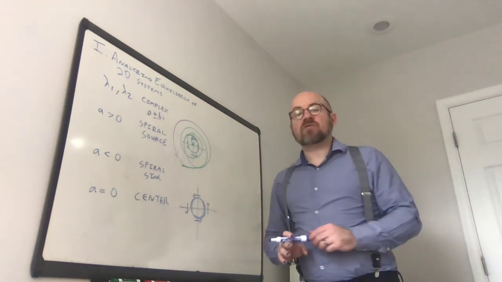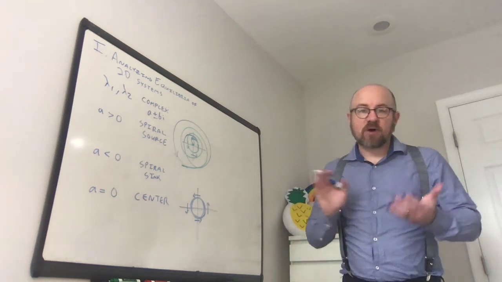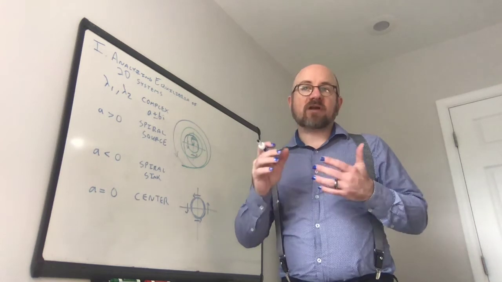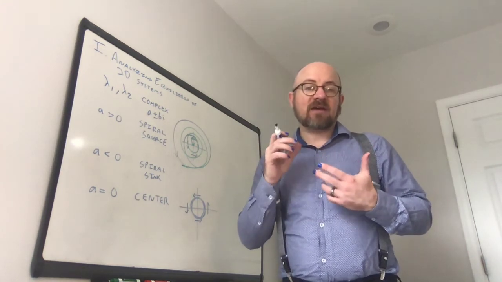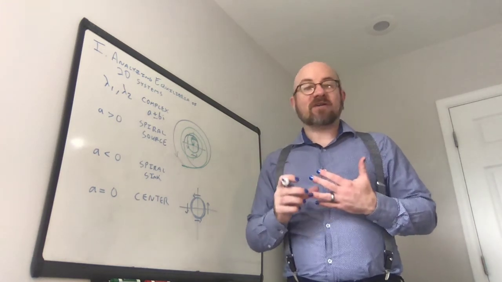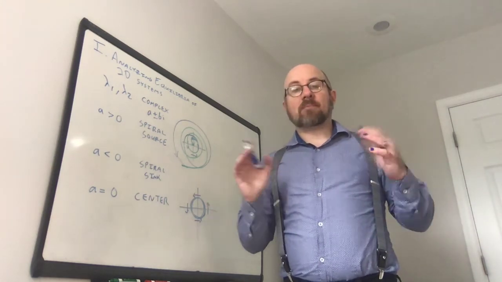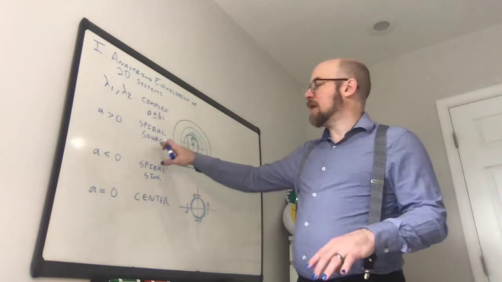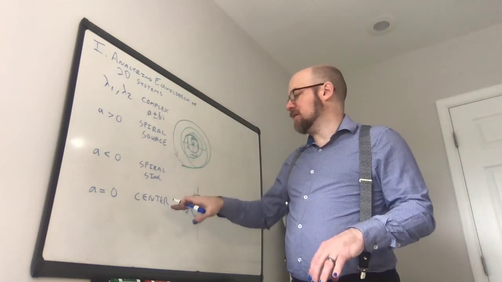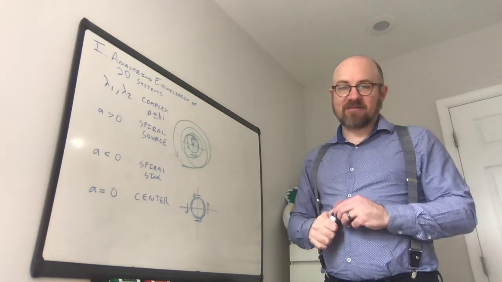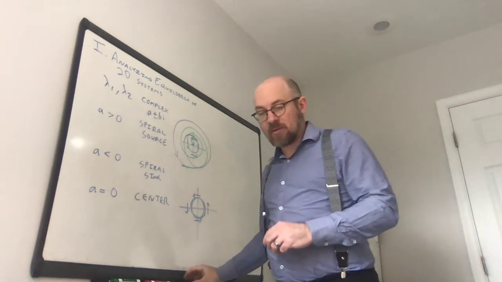Okay? So those are the 6 possibilities. If both eigenvalues of the Jacobian at equilibrium are real, you've either got a source if they're both positive, a sink if they're both negative, or a saddle if their signs are different. If they're both complex, you either have a spiral source, a spiral sink, or a center. Okay? And that's the different possible behaviors of these equilibrium points.